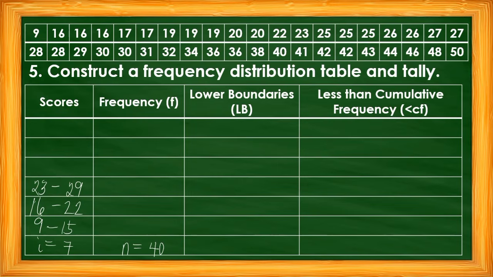paraan. So, 23 plus 7, 30. 29 plus 7, 36. 30 plus 7, that is 37. 36 plus 7, 43. Next, 37 plus 7, 44. And then 43 plus 7 is 50. So what if ang nakuha nating sagot is 49?